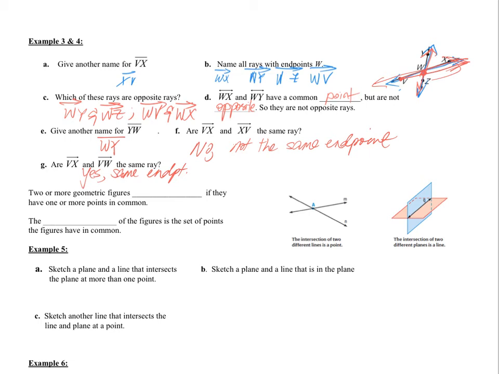And next we have, two or more geometric figures intersect if they have one or more points in common. So we have the intersection of two different lines or the intersection of two different planes, which is a line. And again, the intersection of the figures is the set of points the figures have in common.